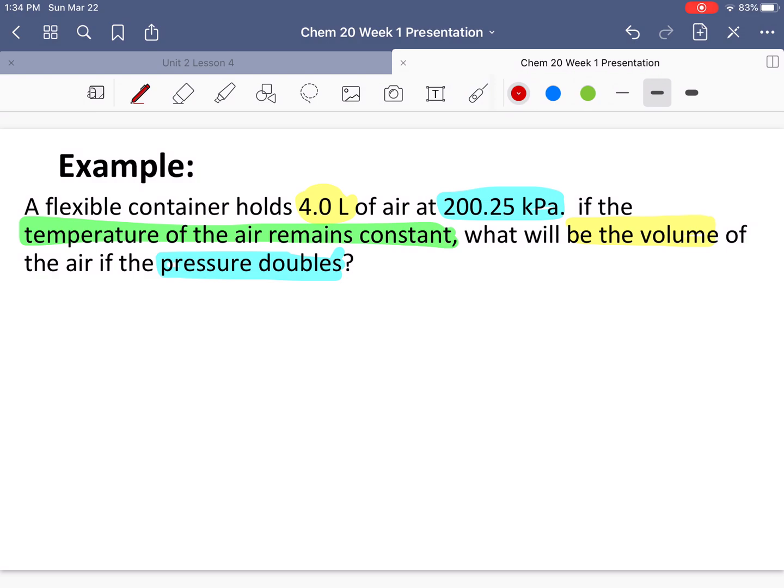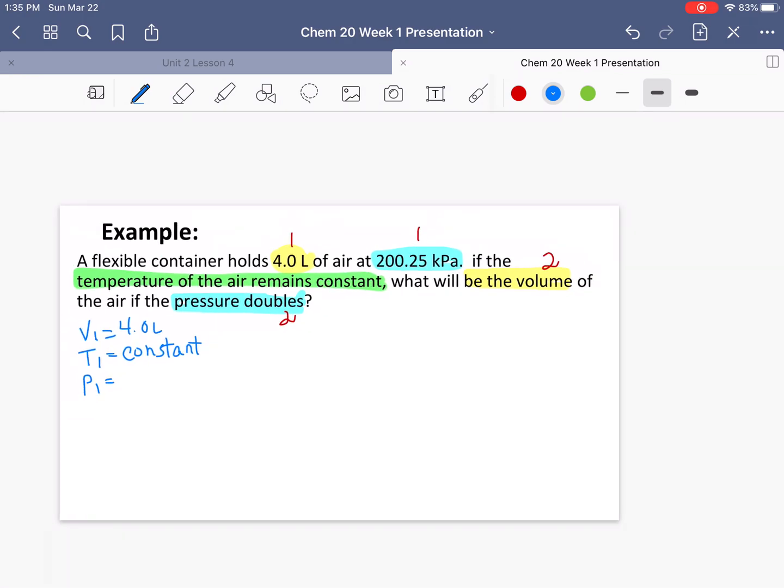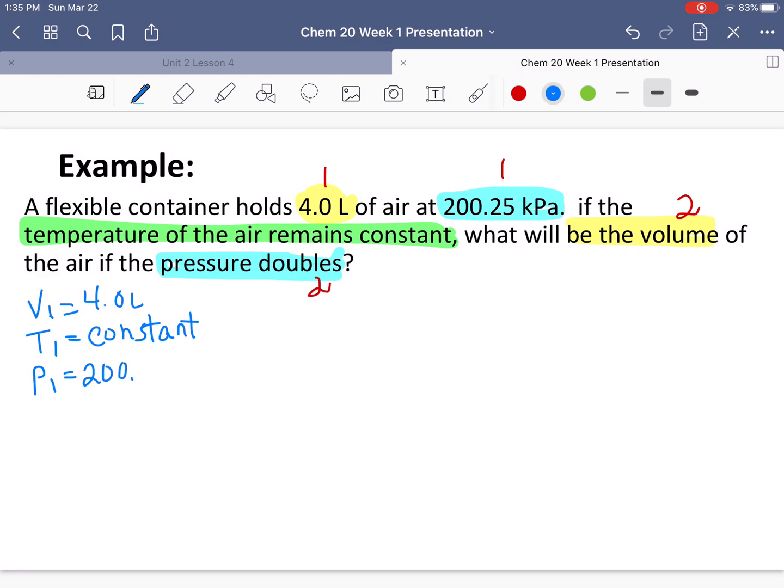We still have our initials and finals. Here is your first volume. We're looking for the second volume. Here is your first pressure. We've been given a way to find the second pressure. Temperature, though, doesn't change. So something different happens there. Write down what you know still. Initial volume equals, and this one is 4.0 liters. Initial temperature equals, and just write the word constant, because nothing's going to change there. Okay? Initial pressure equals 200.25, remember your units, kilopascals.